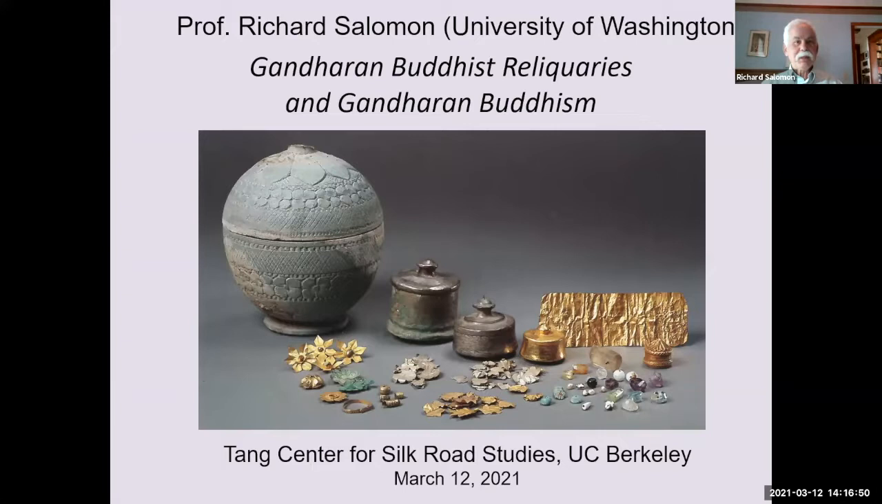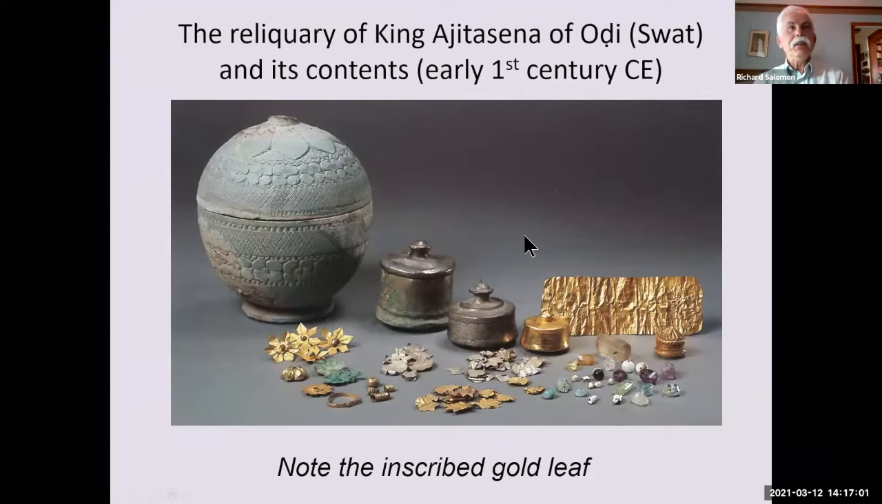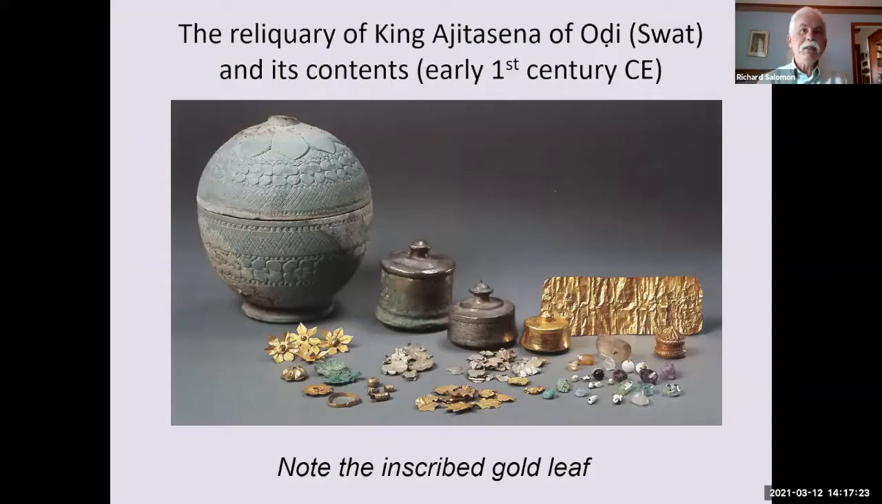So I'm starting with this image of a very beautiful Gandharan reliquary and its lavish containers. The inscription here tells you that it's the reliquary of a king named Ajitasena, who ruled in the kingdom that he called Odi, which corresponds in modern terms to the lower Swat Valley in Pakistan. And he ruled right around the beginning of the first century CE, maybe even a little earlier than that. As usual, we don't have specific dates.